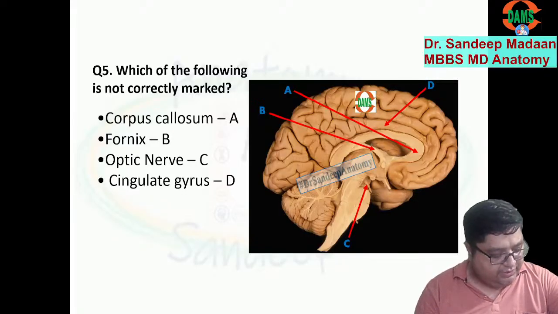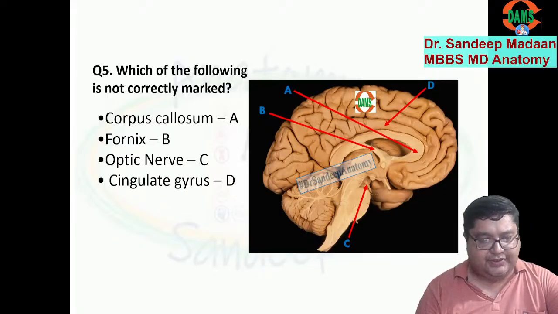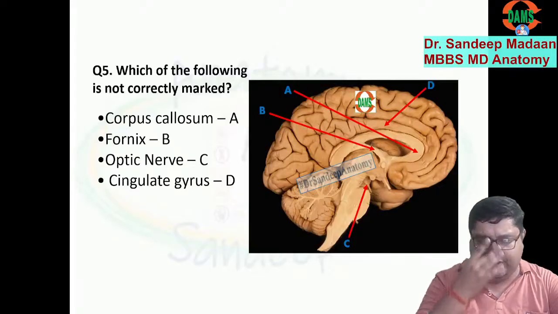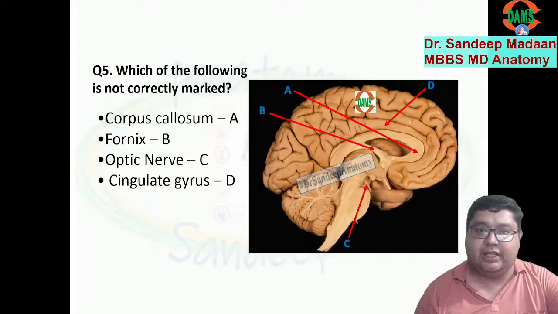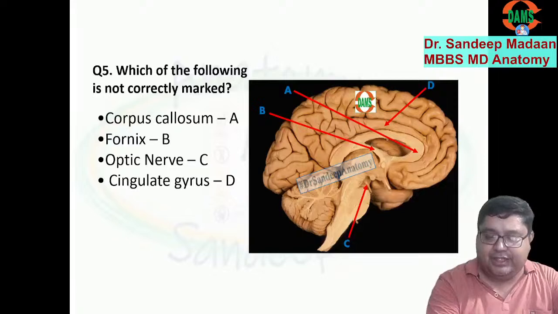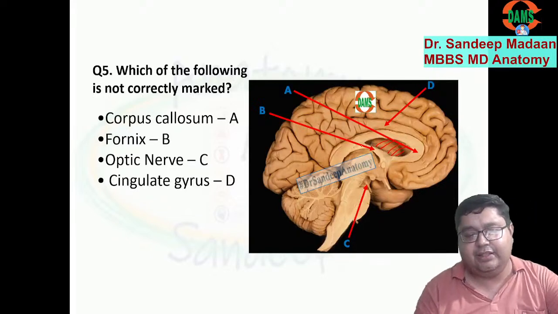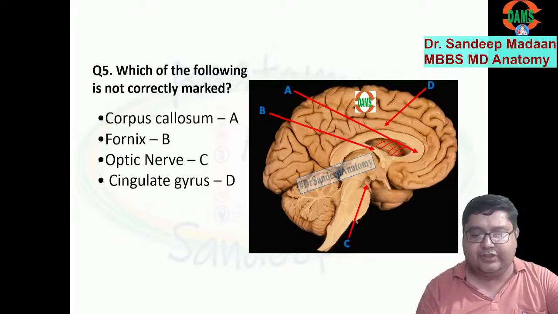Now this image is given to us. Yes, very good, beta. And now tell me, this ABCD marker, which one is false? Corpus callosum A, that is very much correct. B is the fornix, very much correct. In between, this is the septum pellucidum. The septum is there in between. That will be the septum pellucidum. Okay. But what about D? D is the cingulate gyrus, which is also correct.